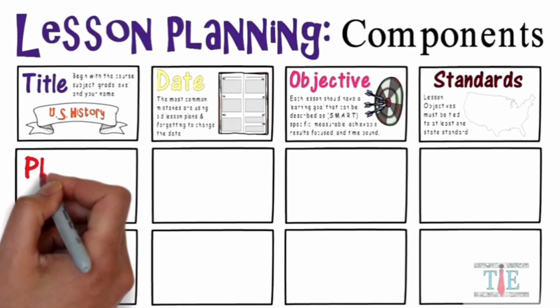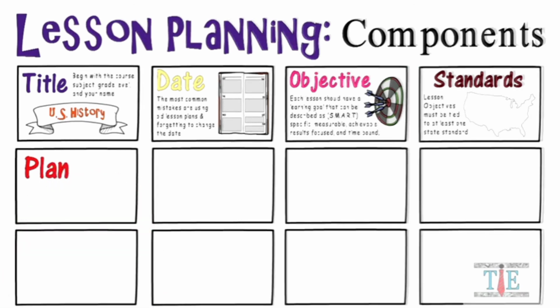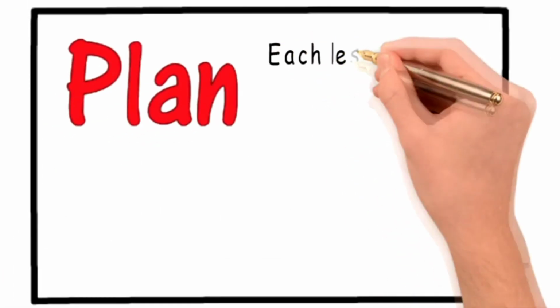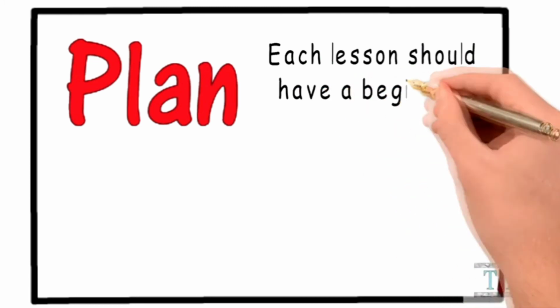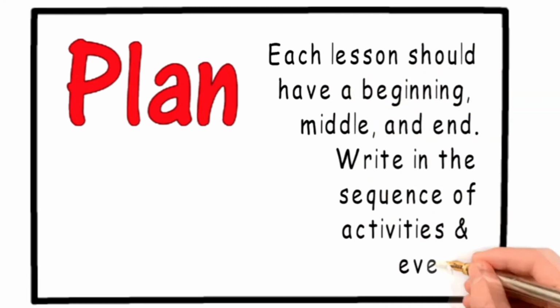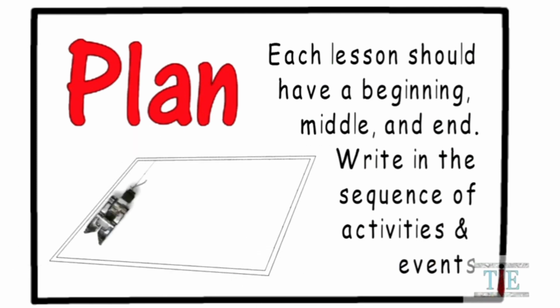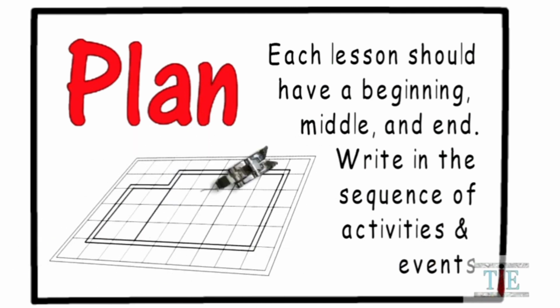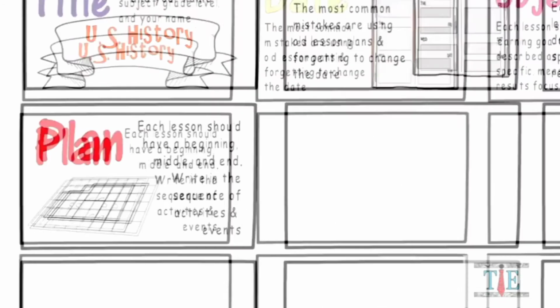Moving on to the fifth component, which is the actual plan for the lesson. Each lesson should have a beginning, a middle, and an ending. You should also write in the sequence of activities and events in your lesson. For example, maybe your plan begins with an anticipatory set, then a lecture, then an activity, and finishes up with an assessment.